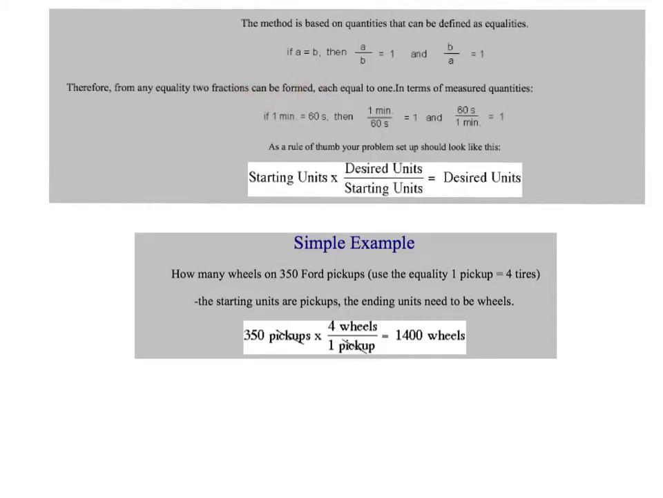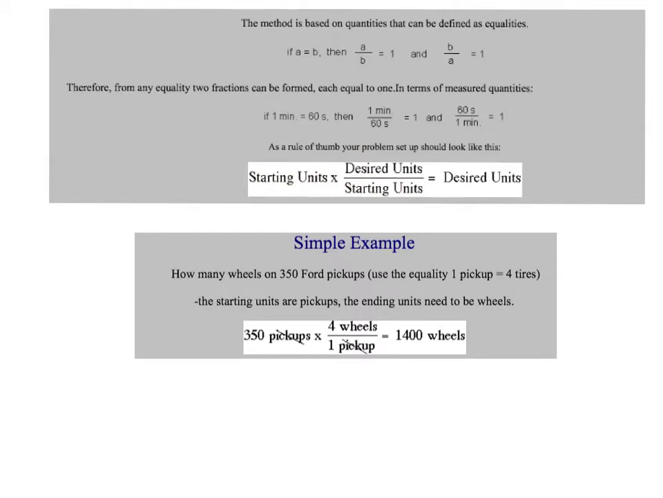A few more examples. 1 minute is the same thing as 60 seconds. I could write 1 minute over 60 seconds or 60 seconds over 1 minute. They both equal 1. This is how you want to write them, and this is the order in which to convert your units. Whatever you're starting with in the question, you write on the top left. On the bottom right, you write the same units. On the top right, you write the desired units, what you're looking for. Then you can cancel out your starting units, and you're left with your desired units.